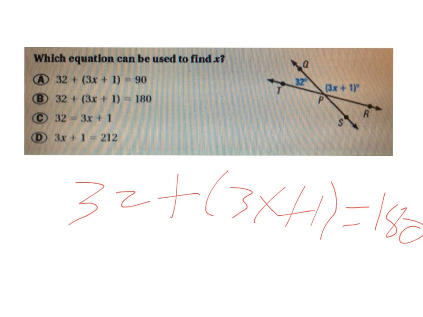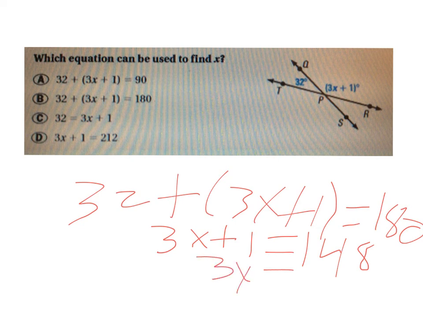Okay, so now that we have this down, we need to go ahead and subtract our 32 from both sides here. That's going to give us our 3x plus 1 equals, subtracting our 32 on the right-hand side, 148. And then we can just subtract our 1, and that's going to give us 147. And yes, we actually get my favorite number here. No, I did not write this book. Okay, so our x is going to be 49.